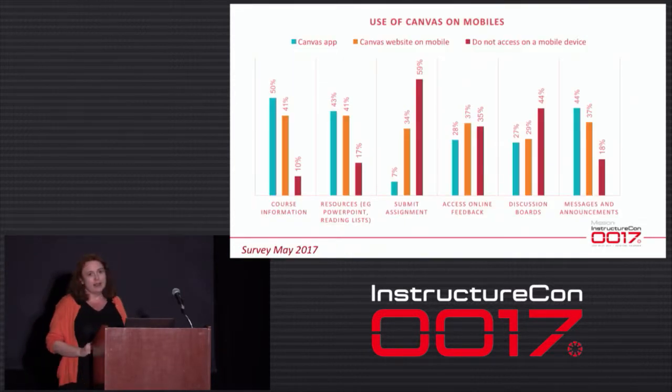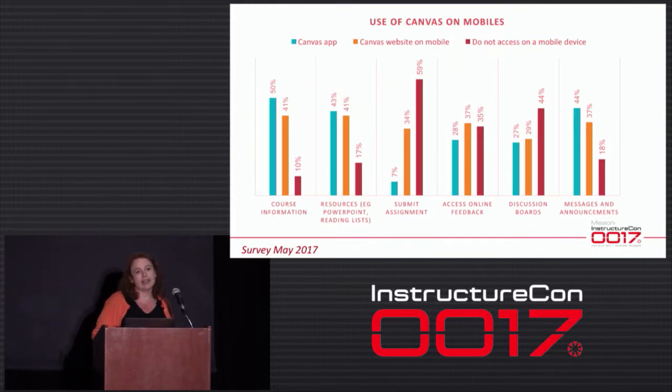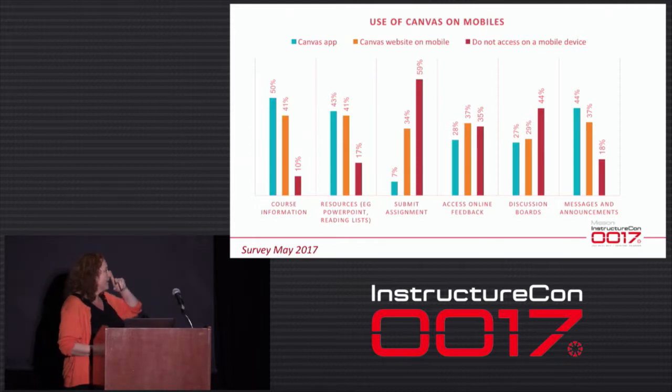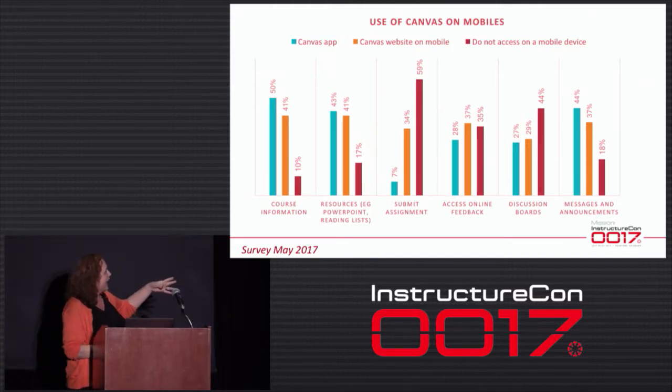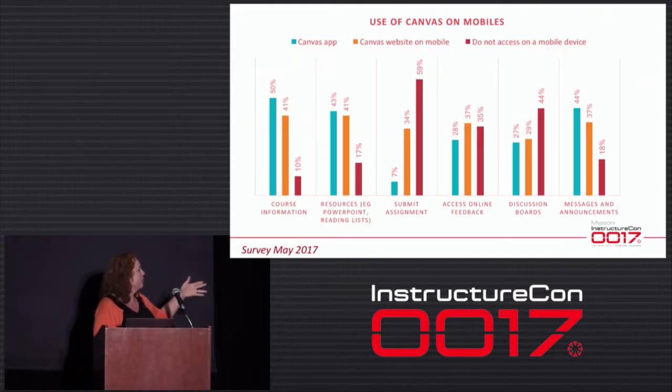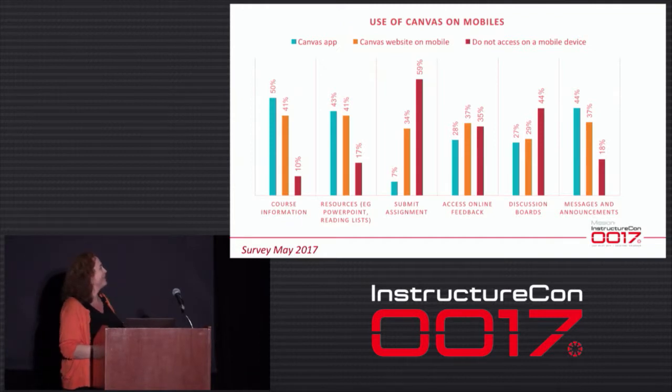So I knew from the survey I'd done in January that 78% of them were accessing Canvas on a mobile device. So what I wanted to do when I reran the survey in May was really understand were they using the app or were they going in via the web on their mobile device, and what were they actually doing. So I broke the question down a bit further. And as you can see, the blue line is the app. They're using the app to access course information, resources, and messages and announcements, which is pretty much what I'd expect, but it's nice to see it confirmed.